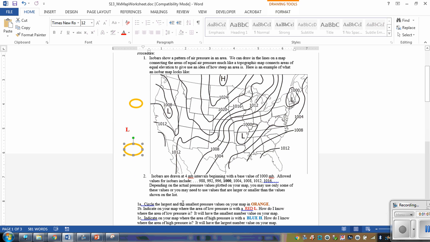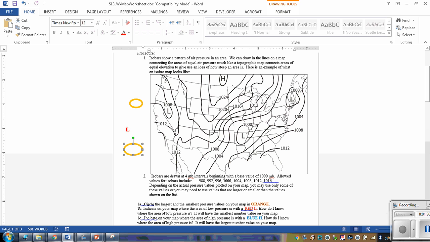So we're going to start here with number one. I'm going to do this on the sample map up here, and you're going to do it on the actual activity down below. If you want to, you can start out by doing it with me up here and then go on to that one, so you can have a sample as you do the activity. So our number 1A here says to circle the largest and smallest pressure values on your map in orange.